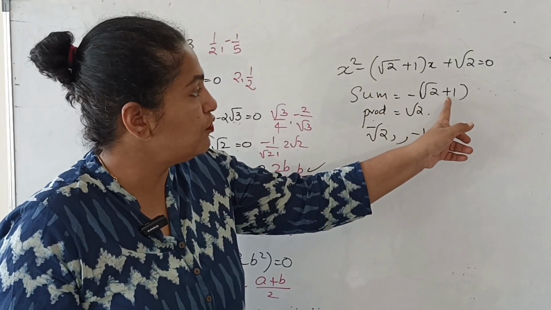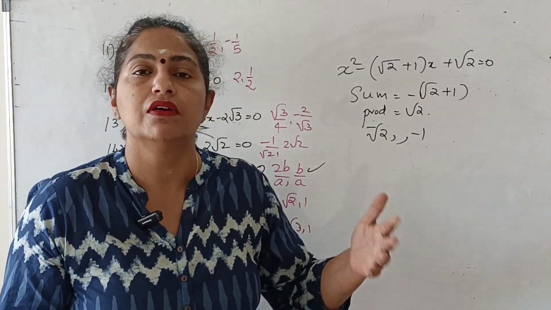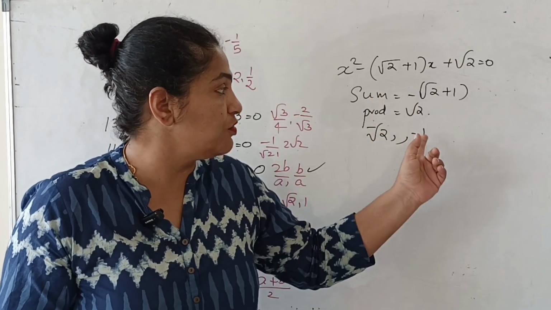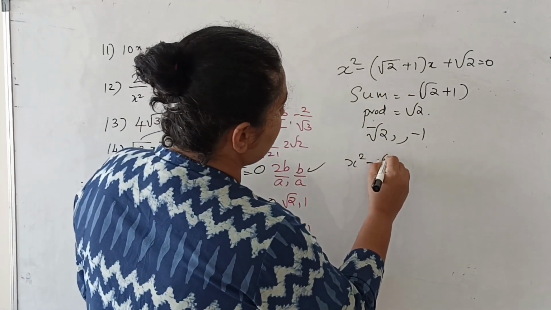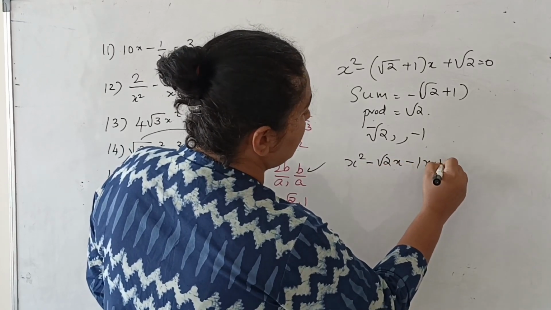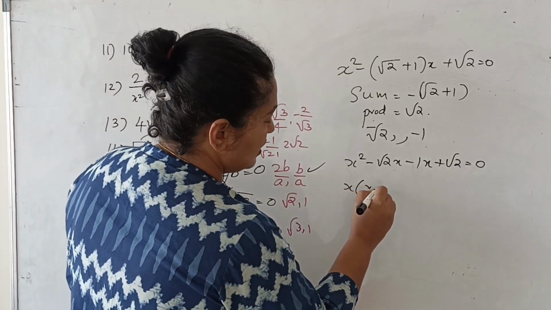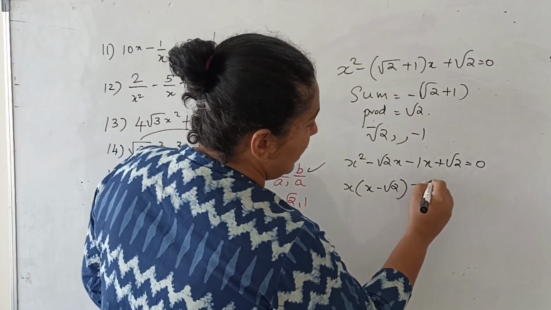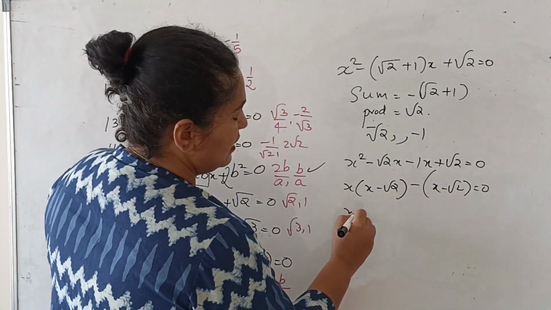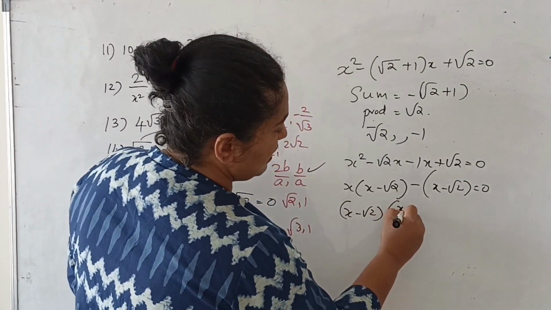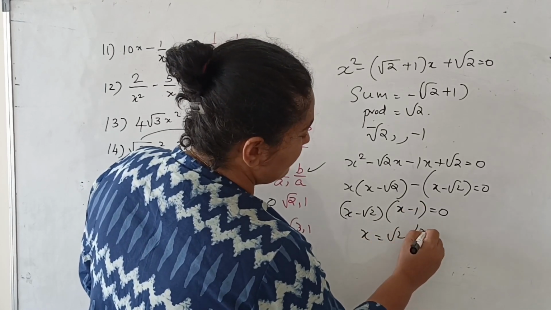Sum is minus of root 2 plus 1, product is root 2. So which are the two numbers? Minus root 2 and minus 1. Split the middle term using minus root 2 and minus 1 and see what you are getting. So x square minus root 2x minus 1x plus root 2 is equal to 0. I am taking out the common factor giving x minus root 2 over here and a minus sign outside giving x minus root 2 here also. So I will get x minus root 2 into x minus 1 is equal to 0, giving us x is equal to root 2 and x is equal to 1.